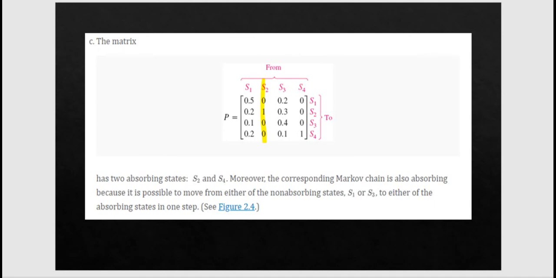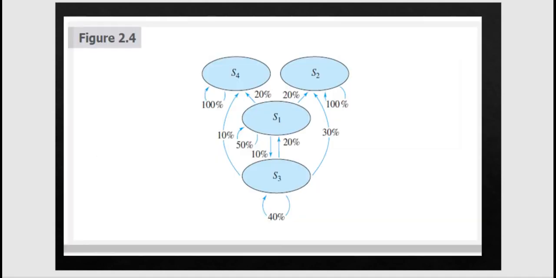He says it. Oh, I'm sorry. S4 is already absorbing, so that's right. Good deal. I didn't see that. So S4 is absorbing. So I can get from S1 to S4, S1 to S2, S3 to S4, S3 to S2. As long as you can go from a non-absorbing to an absorbing. Ah, we got it. Cool.